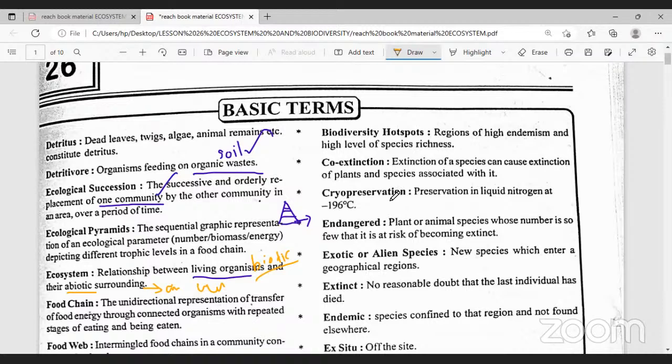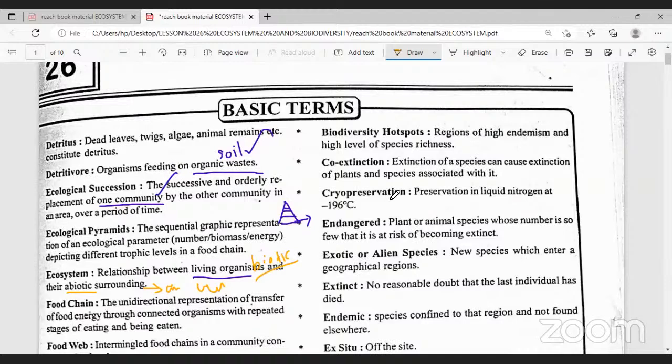The next one is called cryopreservation. That is very, very important, my dear students. This is also asked so many times. Cryo means related to temperature. The science that deals with the study of temperature.